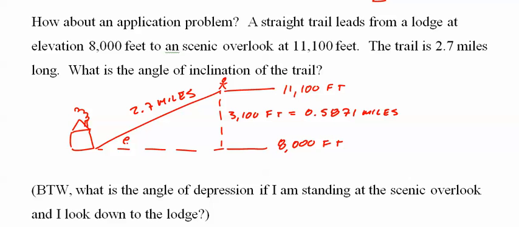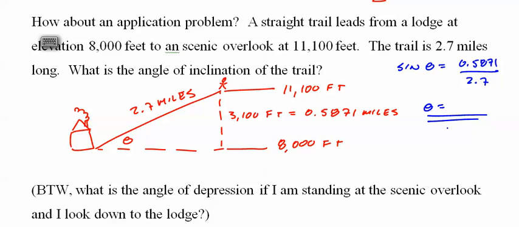So we want the angle of inclination. I believe that's going to be a sine problem. That could be wrong, so let's go find out. Sine of theta is opposite over hypotenuse, 0.5871 over 2.7. Cool. Theta equals, and I'm blasting it out with the original data on my calculator, 12.6 degrees. So that's the angle of inclination over here.